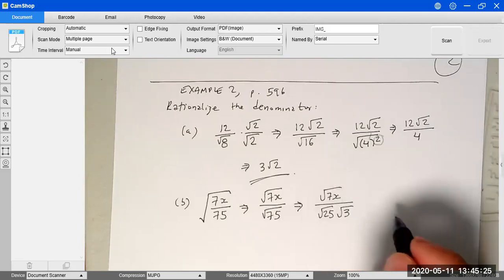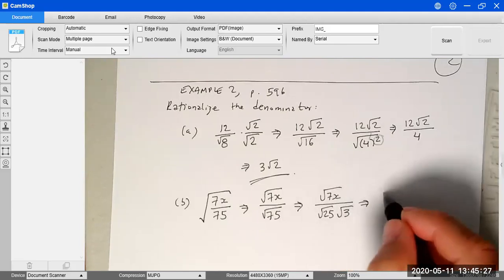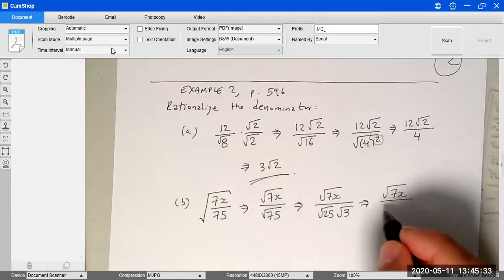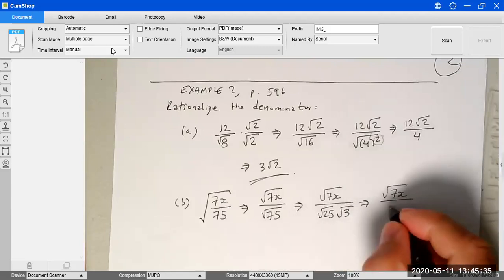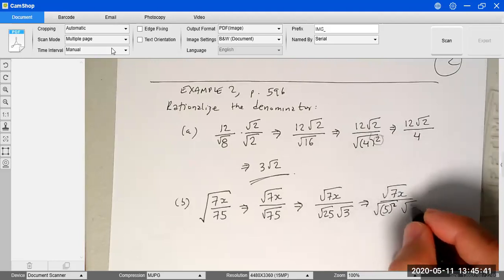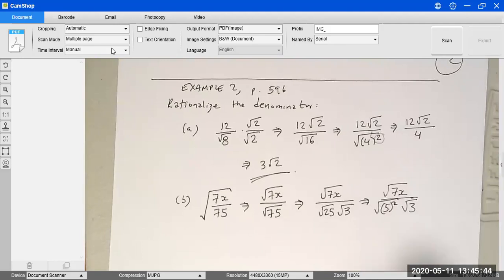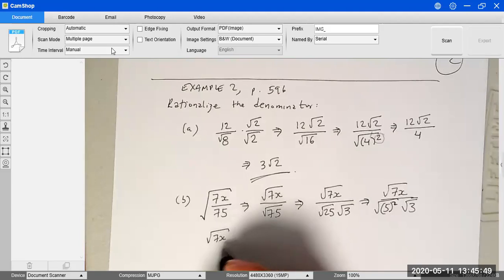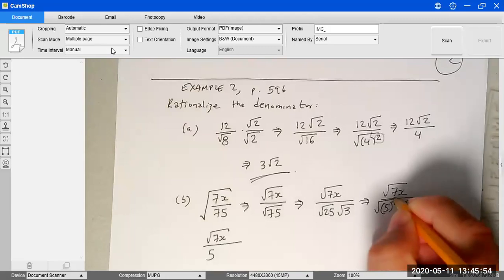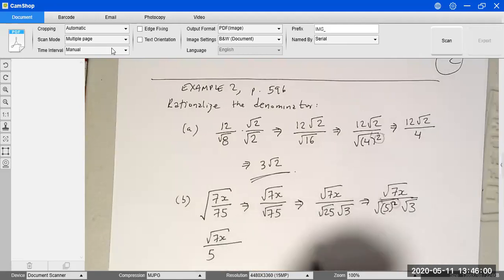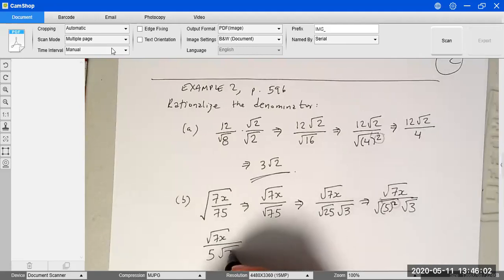So 3 times 25 is going to be 75. By doing this, we're going to obtain a radical that's smaller than the original radical. So 25 is just 5 squared, and we're taking the square root of that, and we have the square root of 3 here. So we're going to get the square root of 7x over 5 times, because we're going to remove the exponent and the radical. So we end up only with 5 outside of the radical sign and square root of 3.